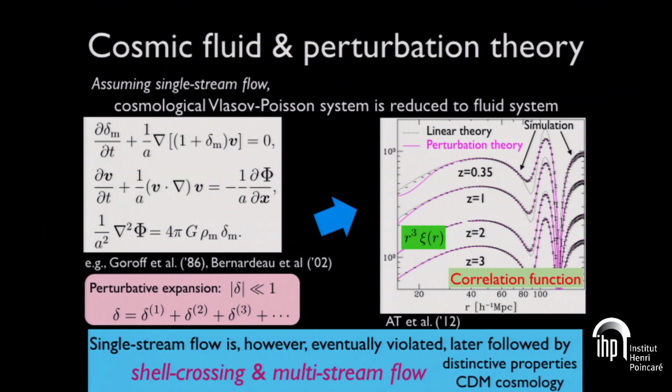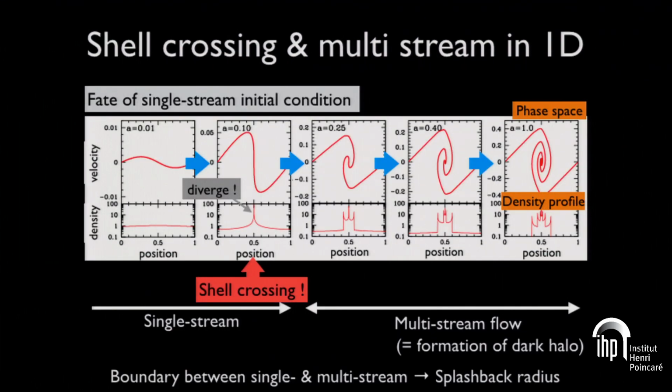But this treatment strictly assumes the so-called single stream flow. And this single stream flow is eventually violated, at least at small scales, followed by so-called shell crossing and multi-stream flow. So these are the main topic of my talk. Let me briefly remind you what shell crossing and multi-stream are.